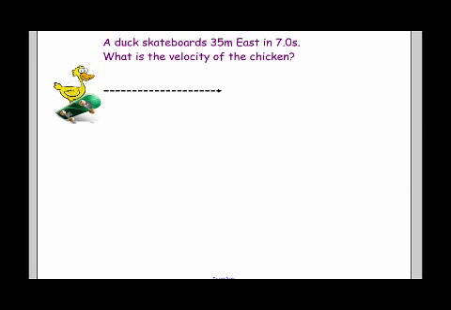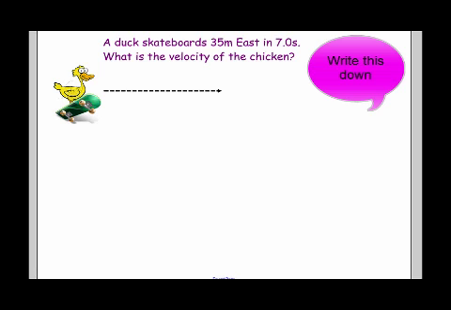I'm going to walk you through a couple of practice problems that we'll do together, so you can write these down. Then at the end of the video, I'll give you a few examples to try on your own. Again, I really want to stress the importance of three steps every single time: showing my formula, showing my work, and my answer.